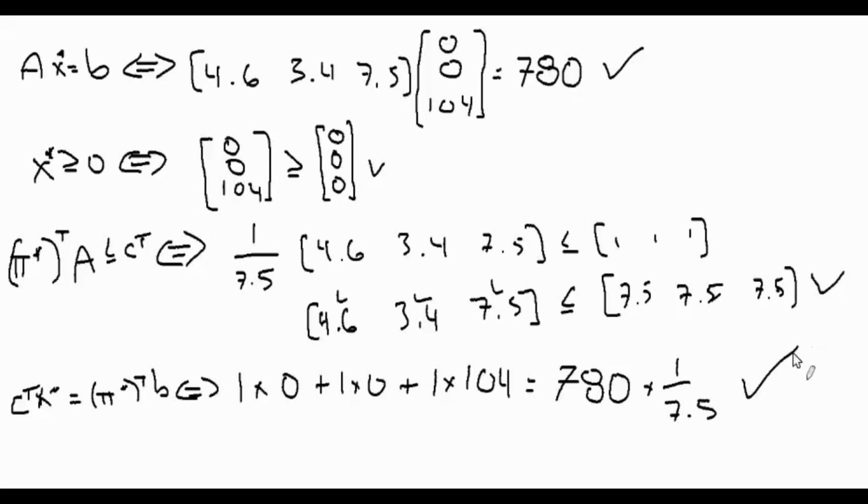So we've shown that our candidate solution satisfies primal feasibility, dual feasibility, and strong law of duality. So our candidate solution of x star and pi star is optimal.